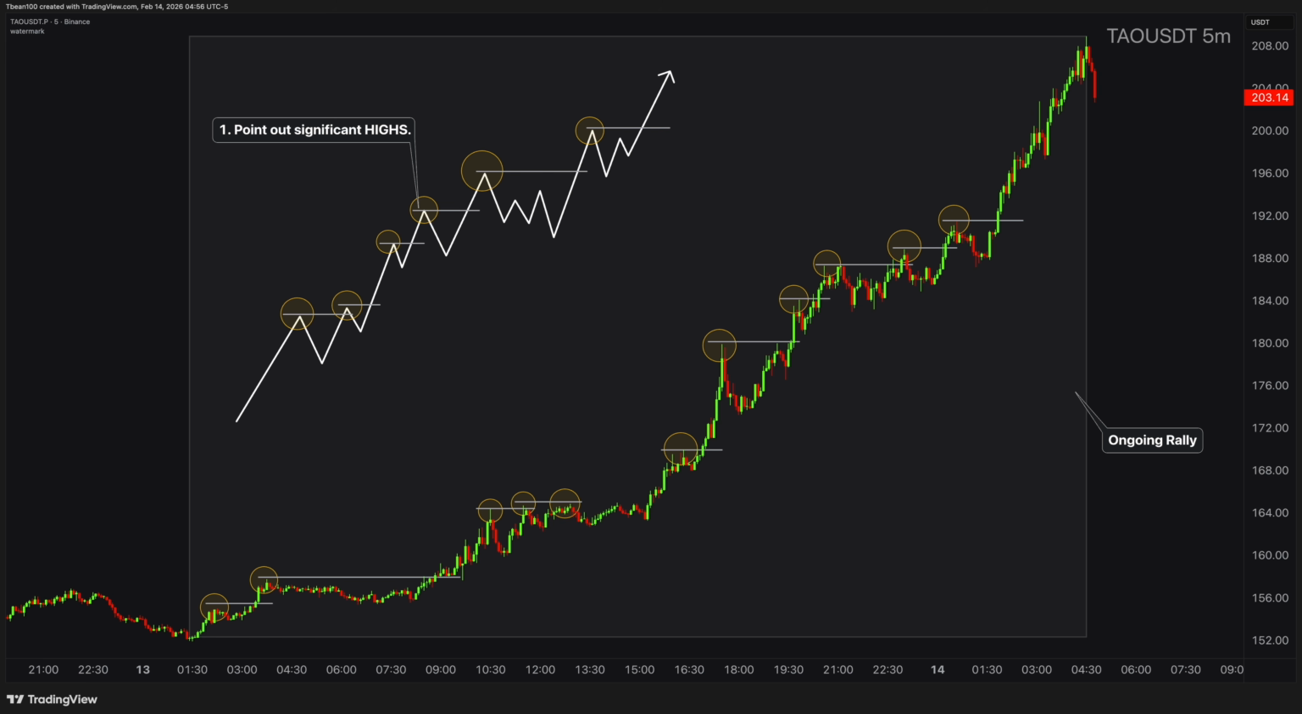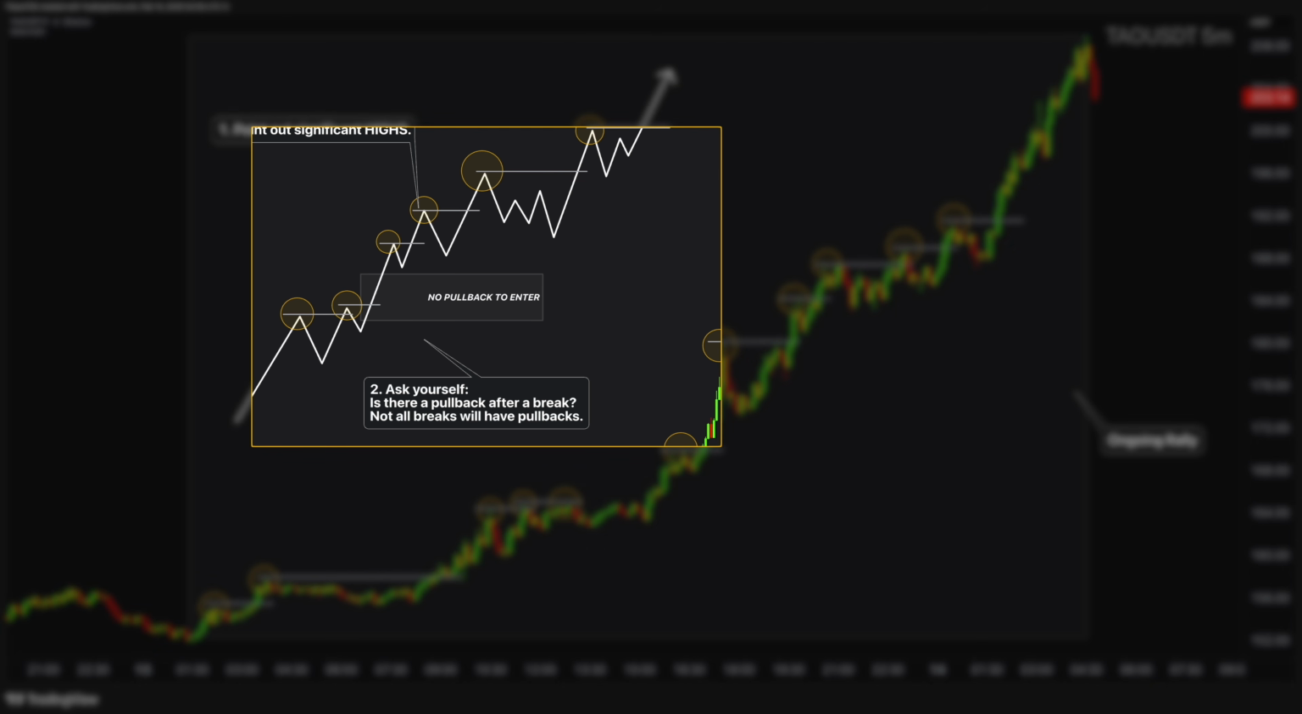Once those highs get broken, you need to ask yourself one simple question. Is there a pullback happening after any significant breaks? And remember, not every single breakout will give you a clean pullback to enter. For example, right here there is no pullback at all. Price just keeps rallying straight up without giving any real entry opportunity. But if you look a little higher on the chart, there is a clear significant pullback that gives you a chance to enter.